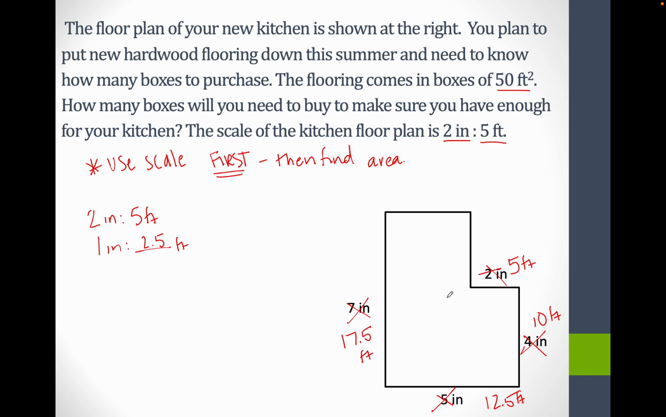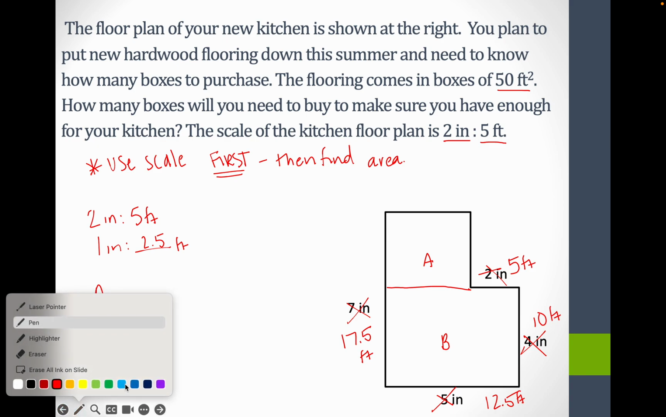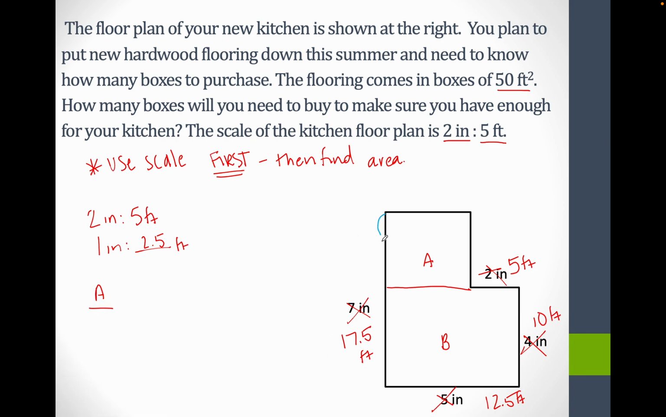Once I do that, I am going to approach this problem the same way I approached the problems we did the other day, splitting my kitchen into 2 rectangles and finding the area that way. So if I split this into rectangle A and rectangle B, I'm going to find the area using my new measurements. If you look at rectangle A, it looks like we actually don't have any measurements on there. So I'm going to use a different color so we can see a little bit better. 17.5 is this total side here. We want to know just this portion right here.